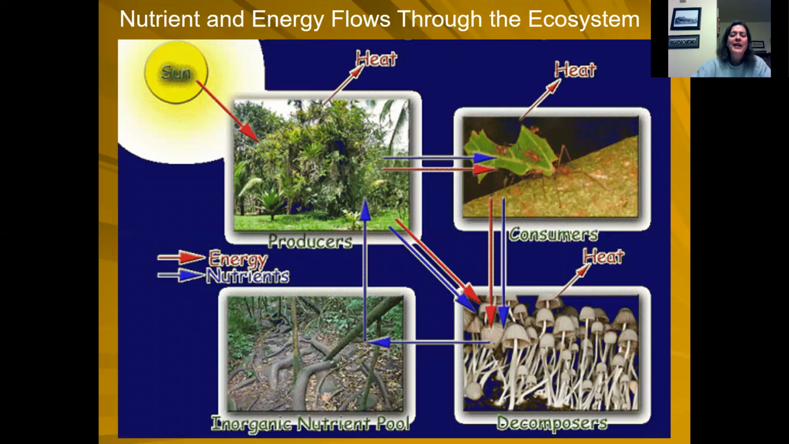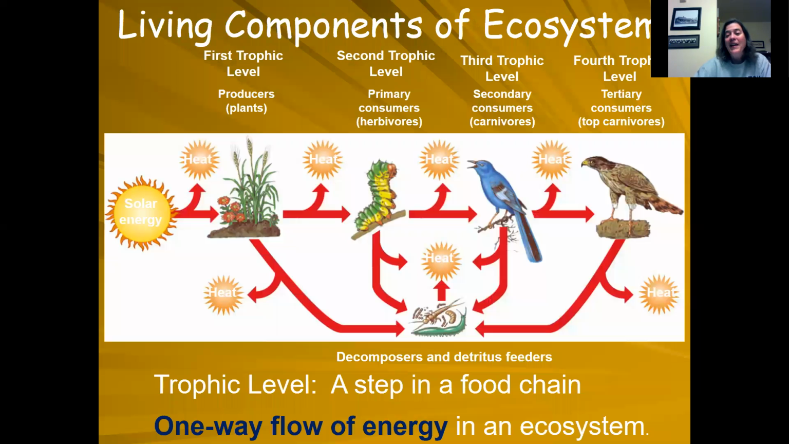This is just another one. I kind of liked this picture that I found on the web. You don't have this in your notes, but I like this picture because it shows the nutrients that get cycled versus the energy that has to have that input from the sun, and it has better pictures. Okay, so this is just showing that for the different steps on the food chain.